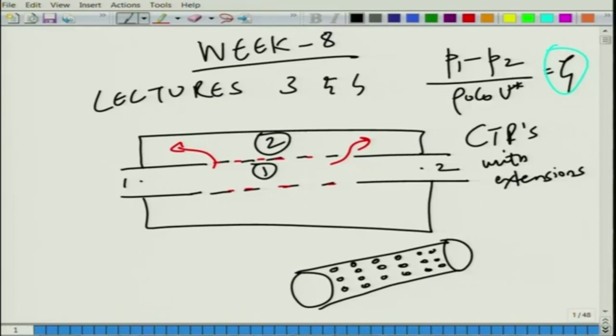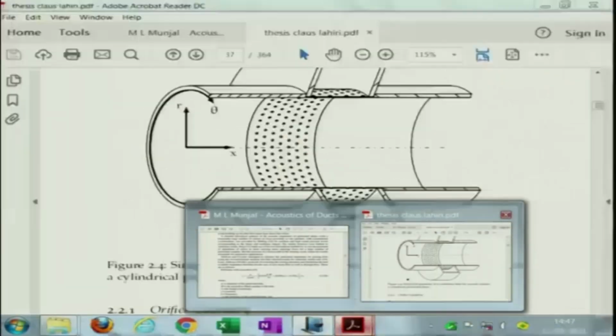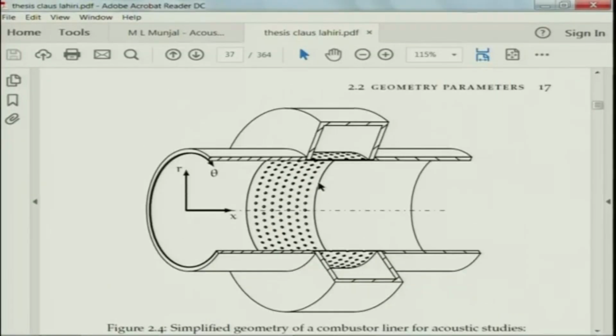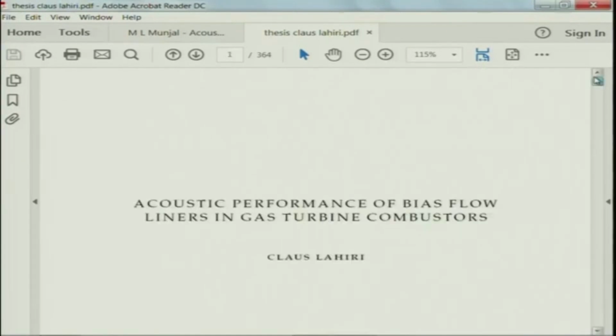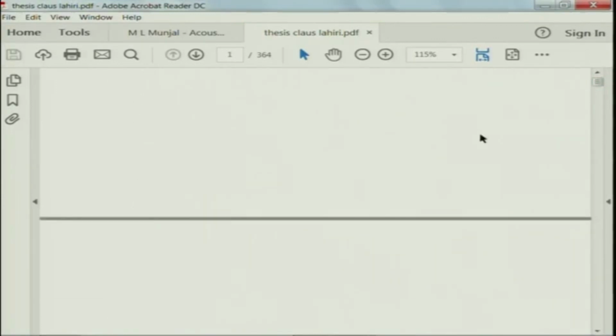For that, although I can write it down here on the screen, a better way would also be to have a look at the published literature. Fortunately, I have got some theses, PDF files and different research articles which talk about different perforate impedance. So, let me show you a few of them. This is the thesis by Klaus Lahiri, who did some work on the acoustic performance of bias flow liners in gas turbine combustors.